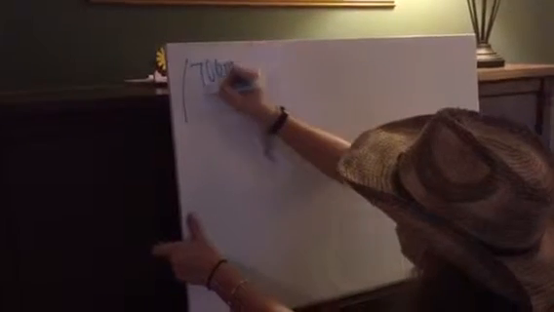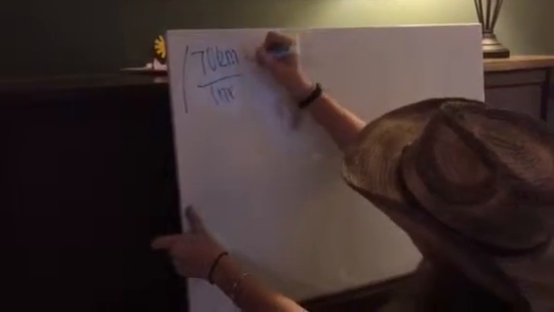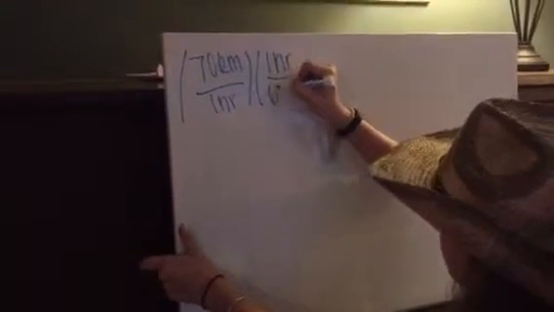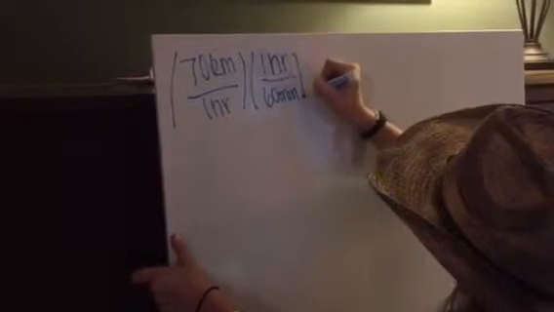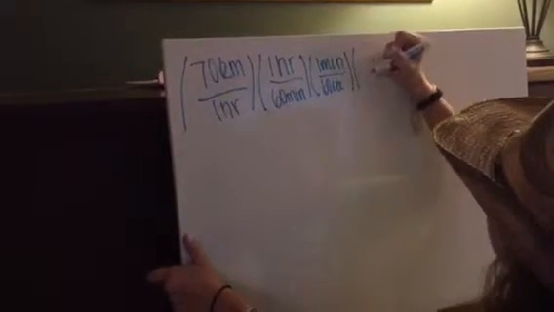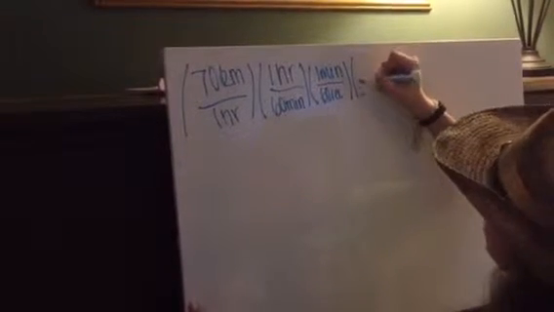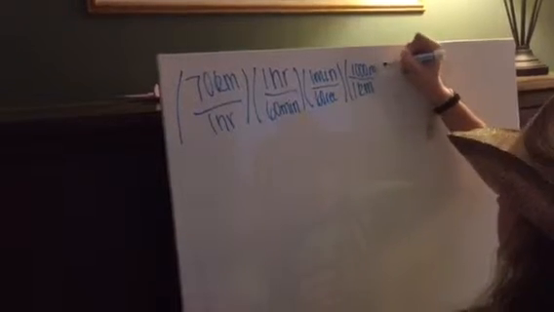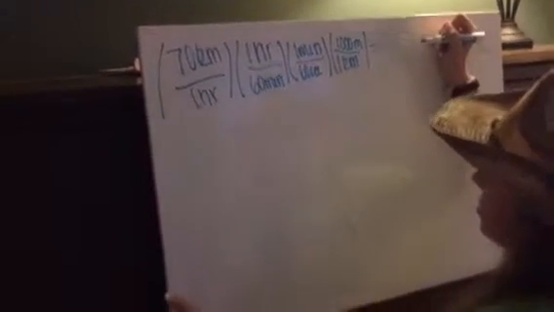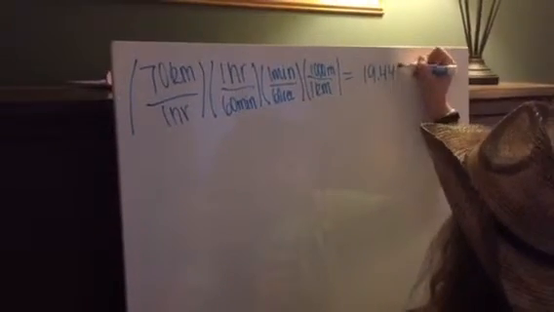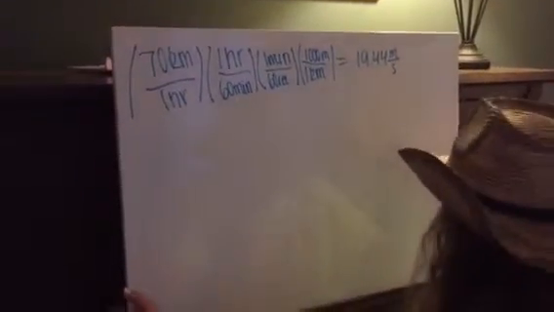70 kilometers per hour, and 1 hour equals 60 minutes. 1 minute equals 60 seconds. So we got the seconds part. Now we're going to find the meters. 1 kilometer equals 1,000 meters. Now to plug that into your calculator, you would get 19.44 meters per second, which is the units that we want to use.